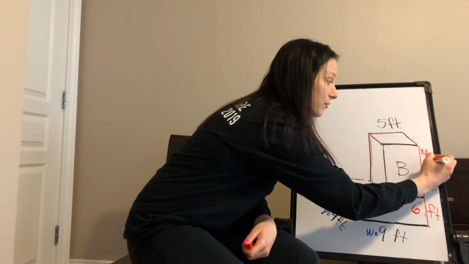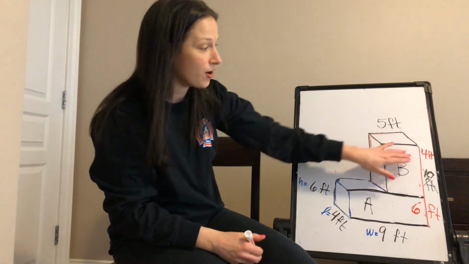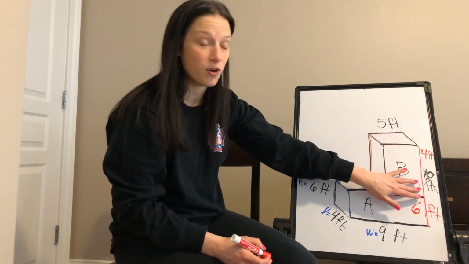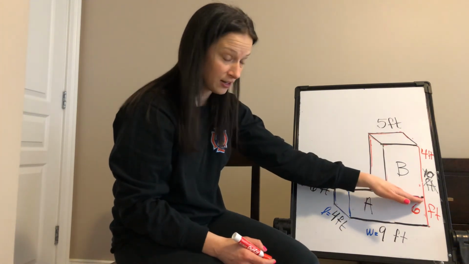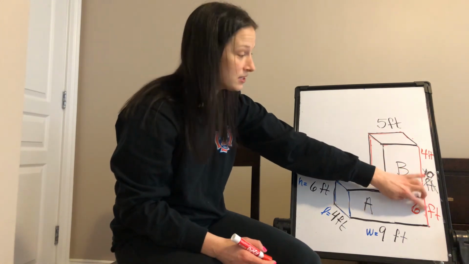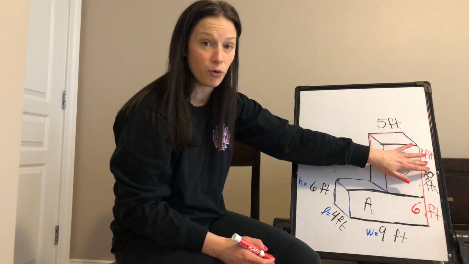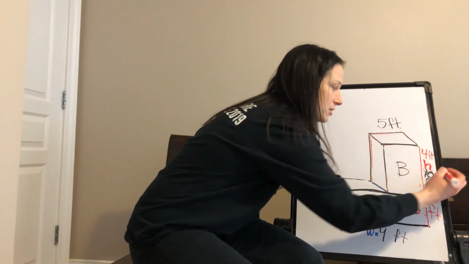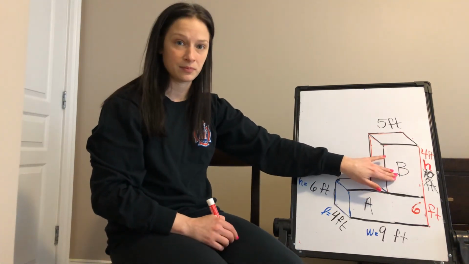So now I know my height for prism B is 4 feet. Since I had cut this here, I used opposite sides to figure out what the height of this piece was, and that allowed me to do 10 minus 6, and I'm left over with 4 feet. So I'm going to give that an H. Sorry, it's so close to the edge. I know my height for prism B.